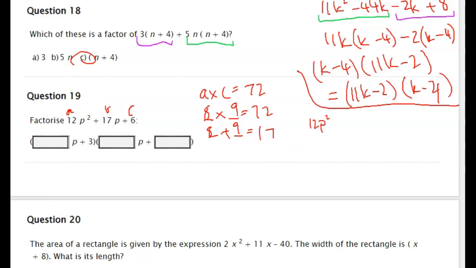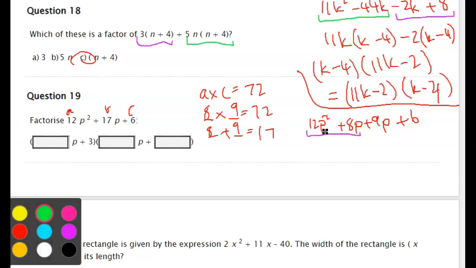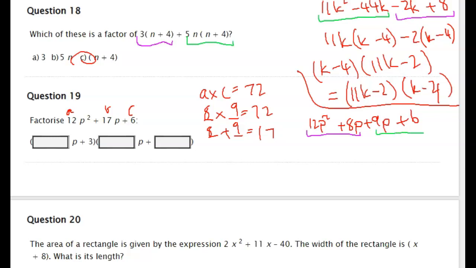Okay, so the purpose of factorizing or doing this is to rewrite the 17p. So we're going to write it as plus 8p plus 9p. And then what are we left with? 6, so plus 6. And then we can do the factorizing by grouping. So we're going to have this purple section and this green section.